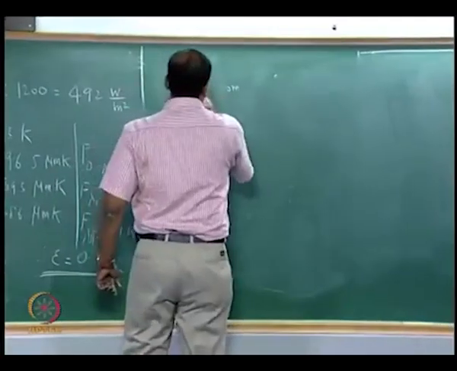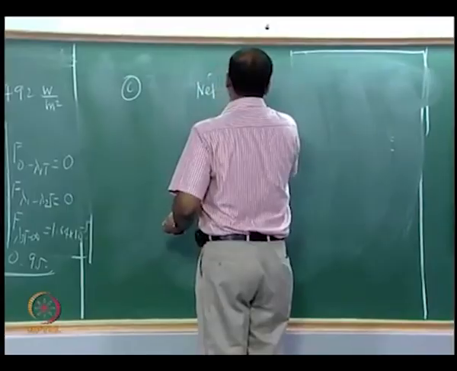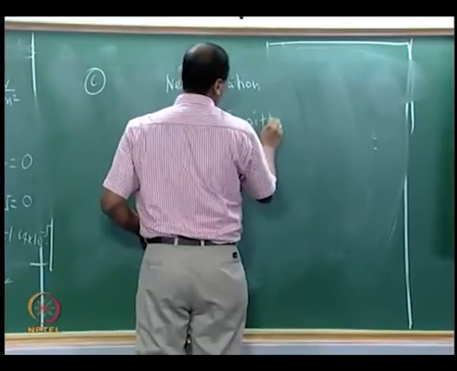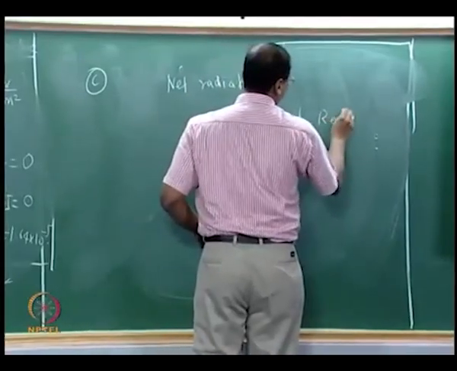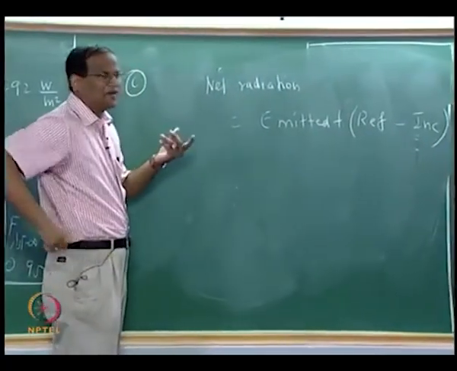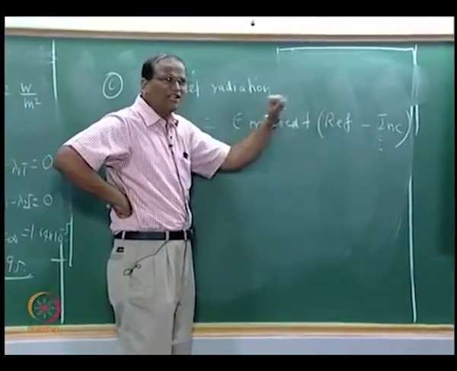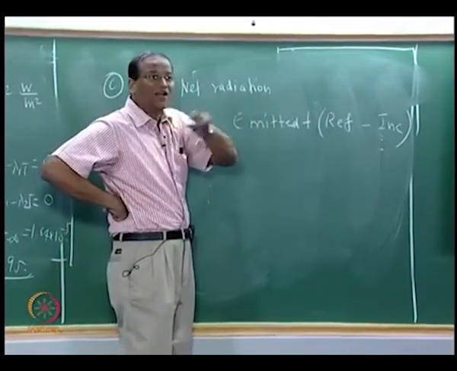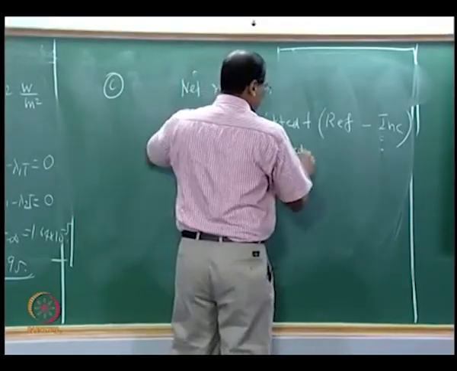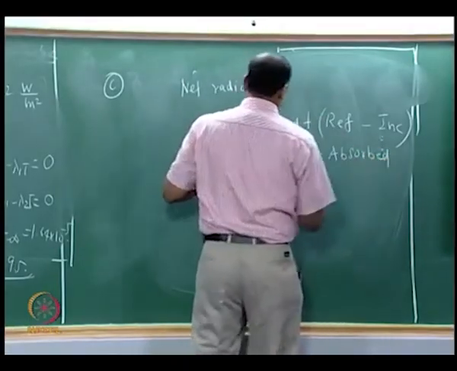Now part C, net. Emitted plus reflected minus incident. Why? Emitted plus reflected is what is going out, minus what is coming in. But what is reflected minus incident? Rather incident minus reflected. Therefore this is also emitted minus absorbed. Is it correct? No. Yeah, now tell me.